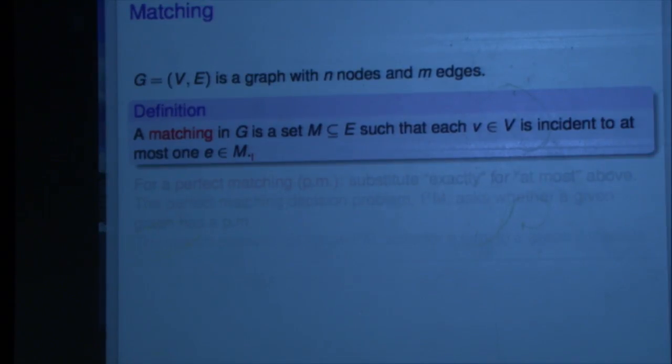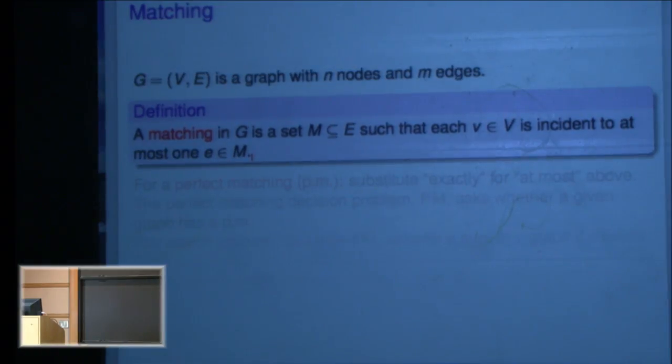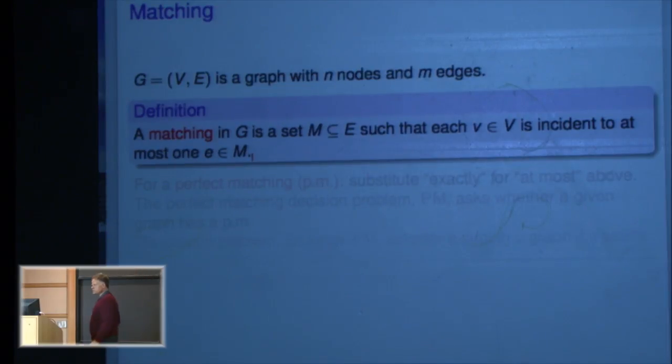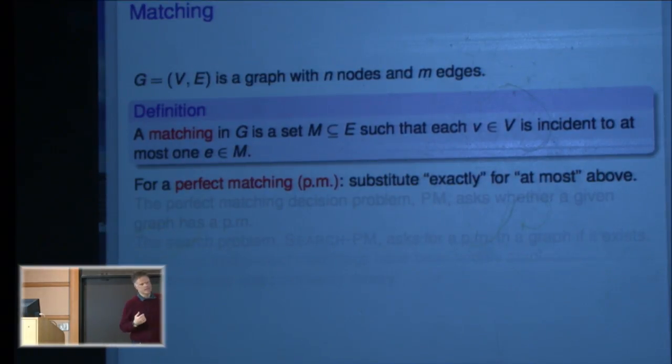All right, so I'll just start off with some basic definitions. I think most of us probably know this. If I have a graph G, a matching in G is a set of edges where each vertex is incident to at most one edge in the matching. For a perfect matching, which I'll abbreviate as PM, we substitute the word exactly above. So every vertex is incident to exactly one edge. Perfect matching is also called a one-factor.